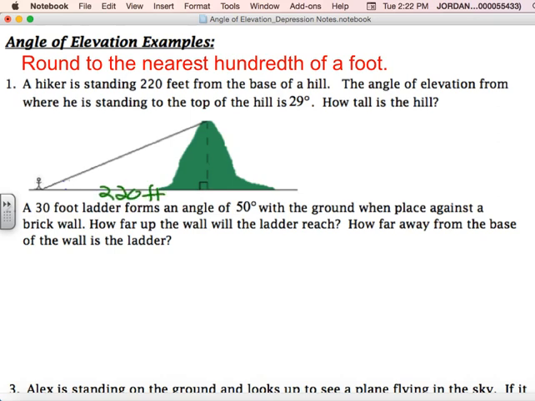And it tells us the angle of elevation. Remember, that's the angle between the horizontal line and the line of sight is 29 degrees. So this is 29 degrees, and we want to know how tall is the hill. So that's going to be this line right here, which is x. Alright, so now what we've got to determine is what trig function should we use. So we need to remember SOHCAHTOA. Okay, so SOH, CAH, and then TOA.